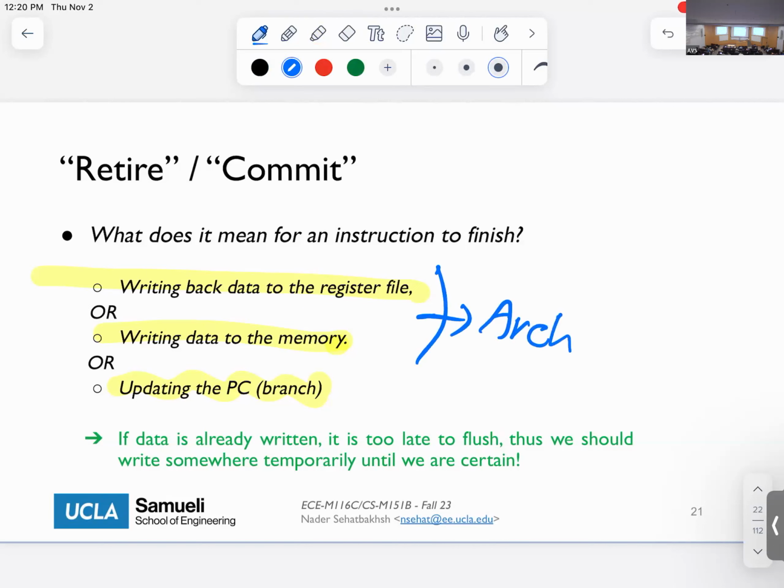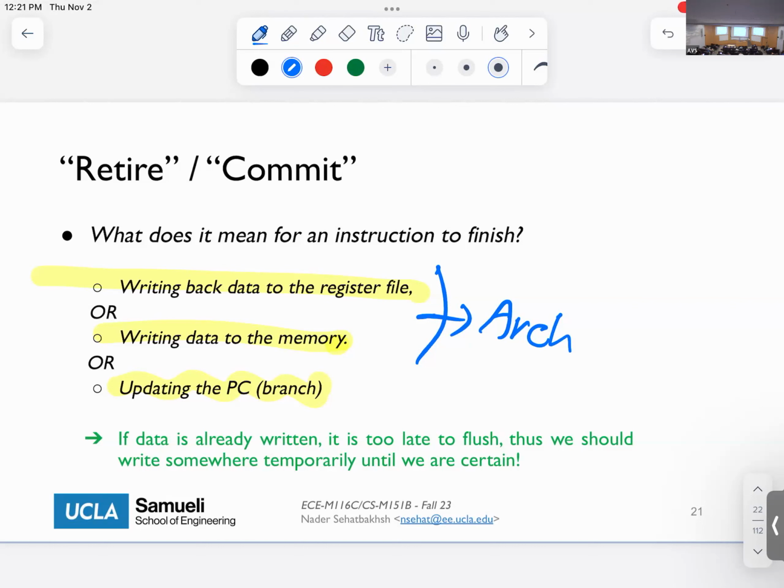So basically, once things become visible to the architectural stage, we say that this instruction is finished. The important thing is that once you write to these permanent storage units, there is nothing to recover. You cannot recover the older data that you have rewritten, right? That's why this stage should only happen when we are absolutely certain that this instruction has to be executed. Okay, that's how we differentiate between the two.